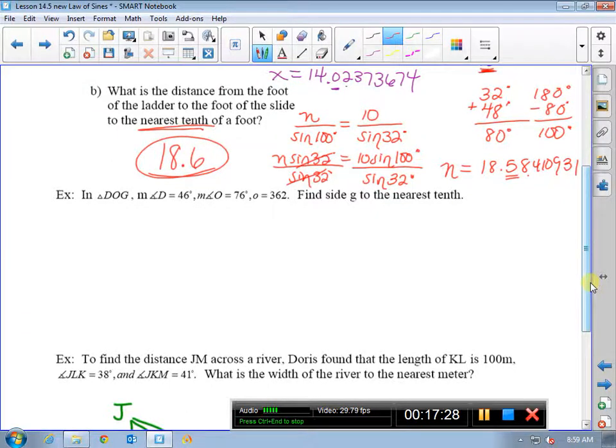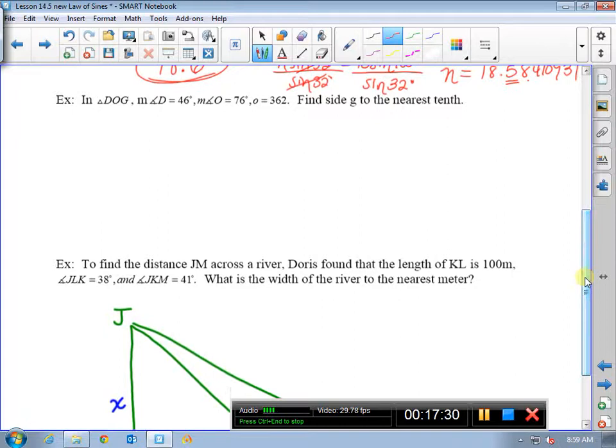Okay, last couple questions here, and we are finished. Might just set them up and have you do them. In triangle DOG, angle D is 46 degrees. The measure of angle O is 76 degrees. And side O is 362. Find side G to the nearest tenth.